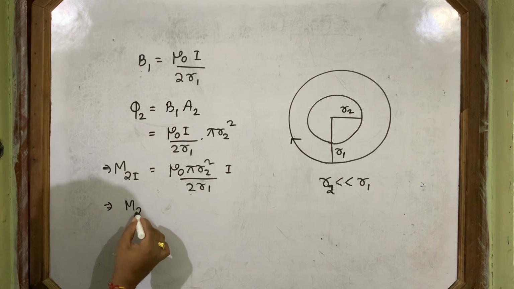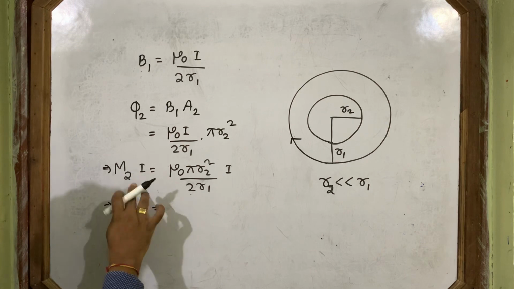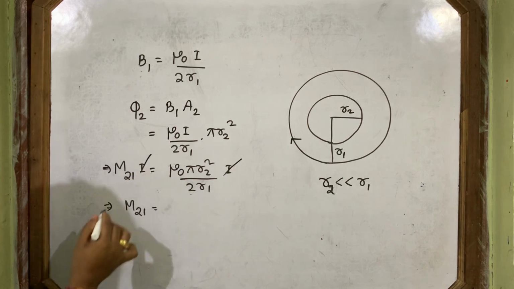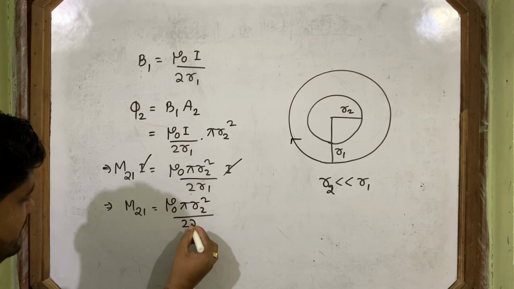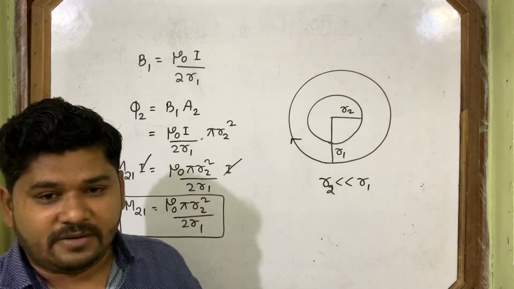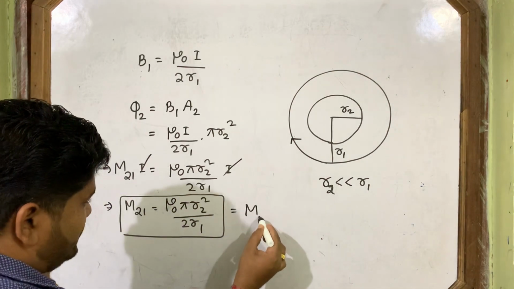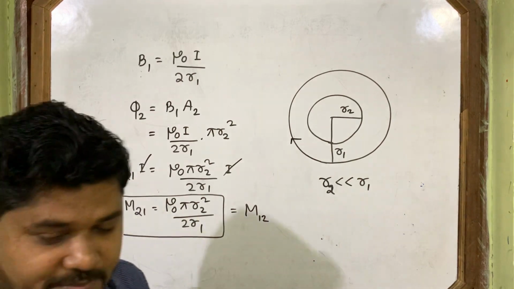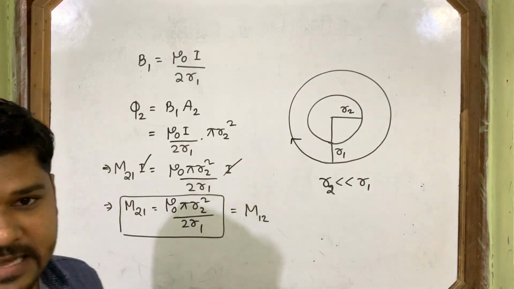And you see, here phi 2 is M21 into I. Okay, phi 2 is equal to M21 into I. So I now cancel. M21 is equal to mu naught pi R2 square divided by 2R1. So this is the mutual inductance of the two concentric circular coils. Similarly M12 must be equal to M21. This is an NCERT book example which always comes as a 2 marks derivation in exams.